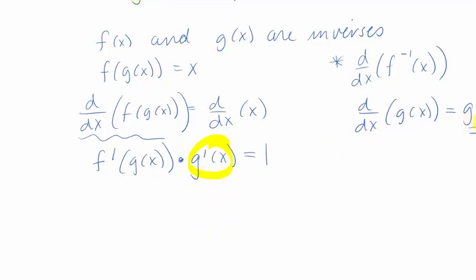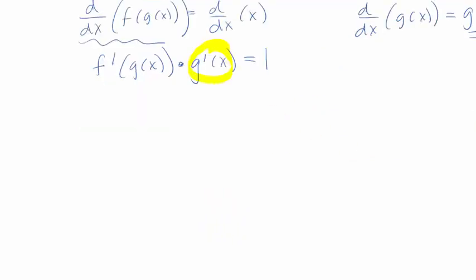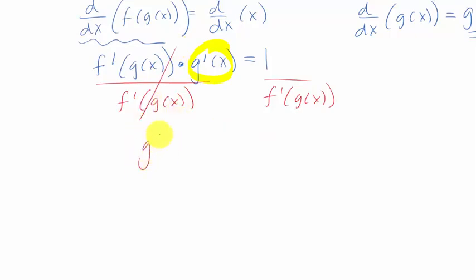So since we want to figure out what g prime of x is, all we need to do is solve for it in our equation. So let's go ahead and do that. We're going to divide both sides by f prime of g of x. And what results is g prime of x is equal to 1 over f prime of g of x.